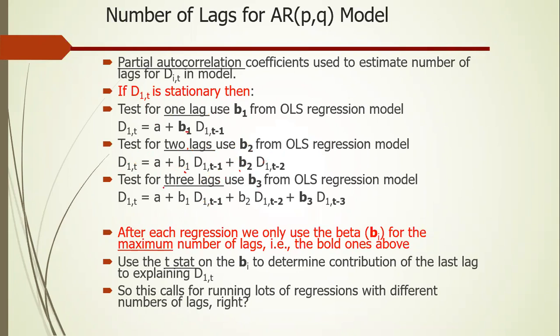The third, if you want to test for three lags, then we have to lag it by 3 and then take the regression coefficient there. So after each regression, we only use the beta for the maximum number of lags. That is the bold ones above, right? So these are the bold ones. And then we use the T statistic to determine the contribution of the last lag to explaining D1T. So this is quite similar to your multiple regression concepts.